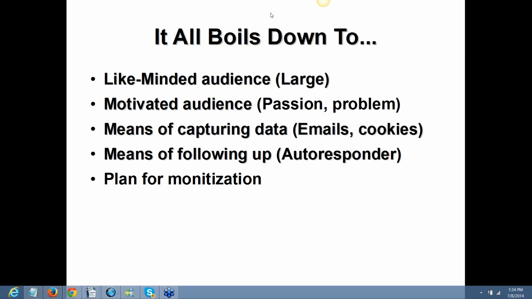Next, we need the means of following up, so we need to have some emails written in our autoresponder, and then finally, we need to attach a plan for monetization. So after we build our audience and build our crowd, how are we going to earn money from that audience? Because we know we have a big list of a lot of people with a lot of the same interests or same problems. How do we tap into that?